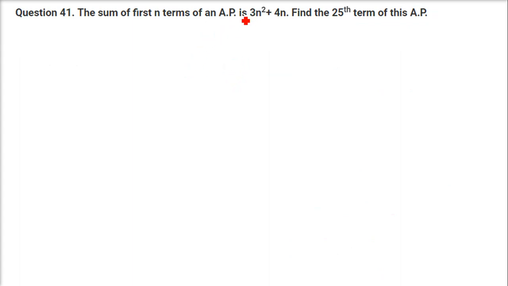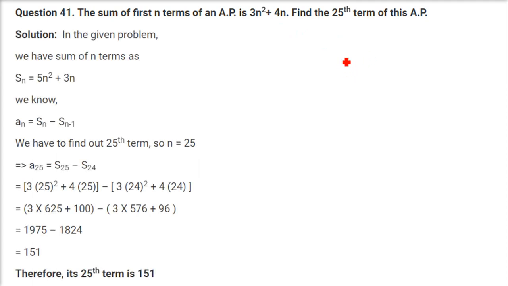The sum of first n terms of an AP is this one. Find the 25th term of this AP. We have already seen how to do it in two ways, so either way you can do it. We'll take the first method. The nth term is always equal to the sum of n terms minus the sum of n minus 1 terms.